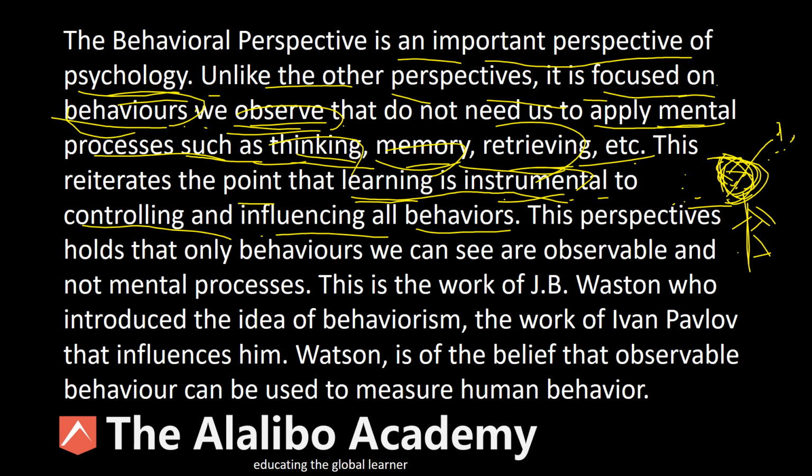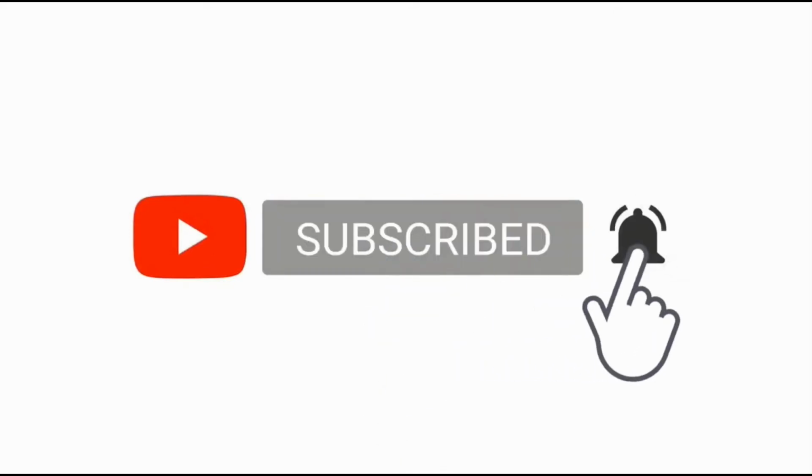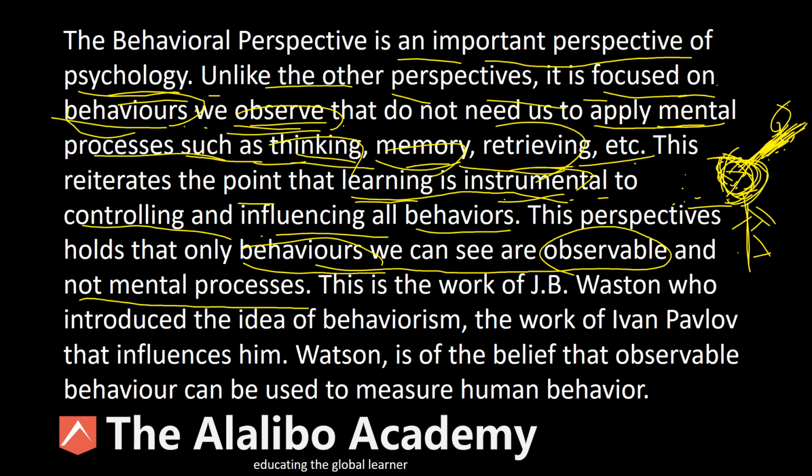This perspective holds that only behaviors we can see are observable. Anything within our sights, this is us once again, anything within our sights we can learn. Only behaviors we can see are observable, and mental processes are not observable. Of course, if we don't see the behaviors, we cannot observe them.